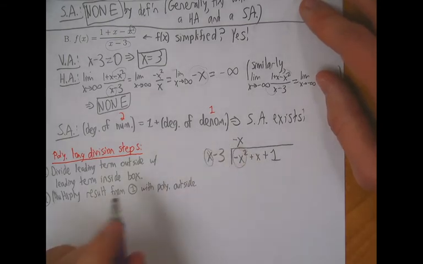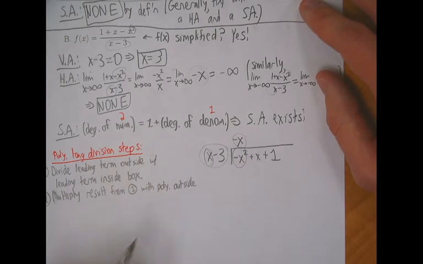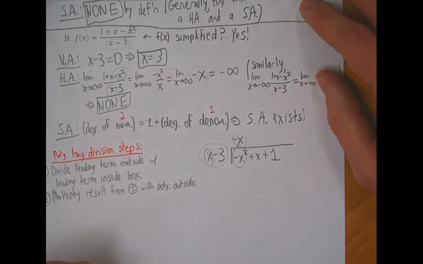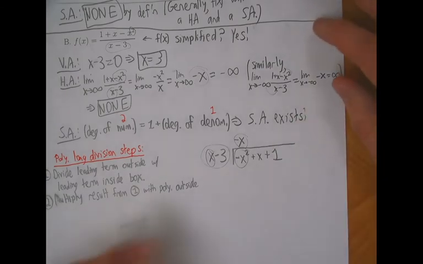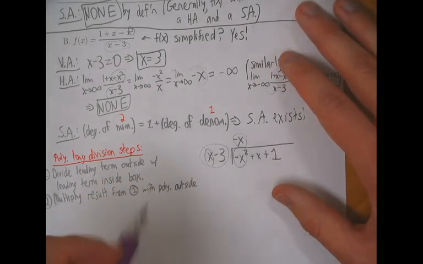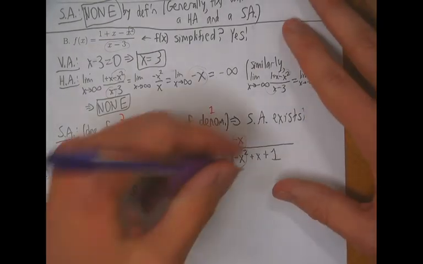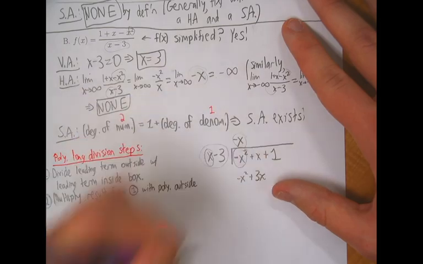So in this case, we take negative x and multiply with x minus 3. If we multiply those two, what should we get as our simplified answer? Negative x times x minus 3 gives negative x squared plus 3x. So now we put our result directly below this: negative x squared plus 3x.